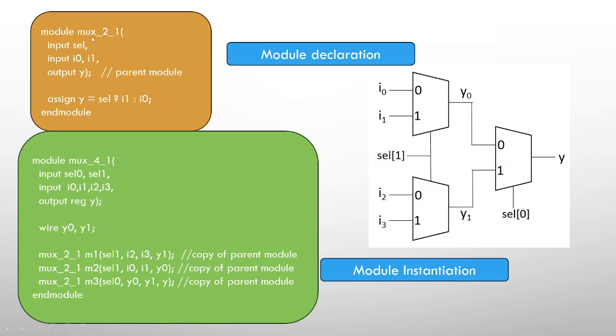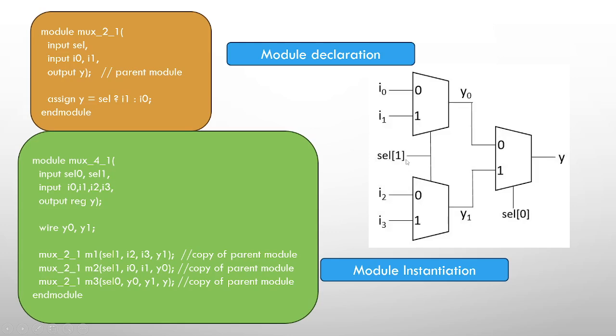See, module mux 2 by 1 input selection. So this is my parent module. Why is this a parent module? Basically, by using this module you will be designing your entire 4 by 1 mux. So this is the 4 by 1 mux, using 2 by 1 muxes. This is my first mux, this is my second mux, and this is my third mux.